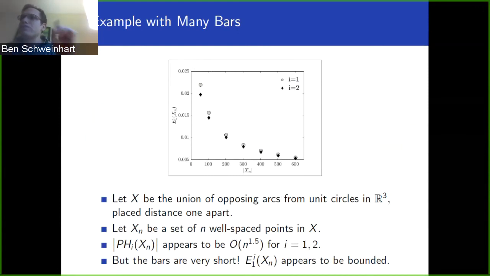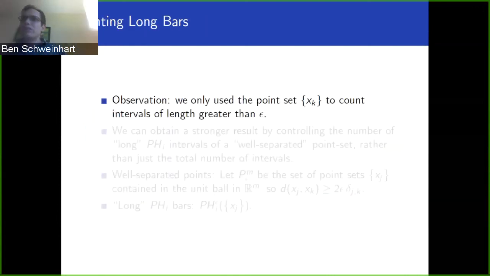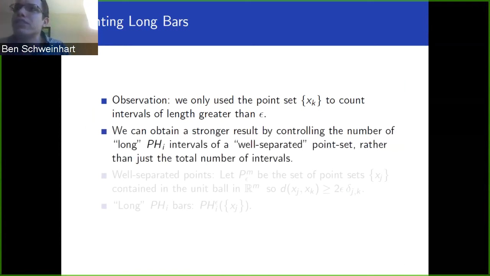And then we can observe, so this is an example where that previous argument, just in terms of the number of bars, is not enough. But we can go back to the proof, which I didn't have time to do, and see that when we approximated Y with a finite point set, we only used that point set to count intervals of a certain length. So we can obtain a stronger result by controlling the number of PH intervals of a well-separated point set in Euclidean space rather than just the total number of intervals.